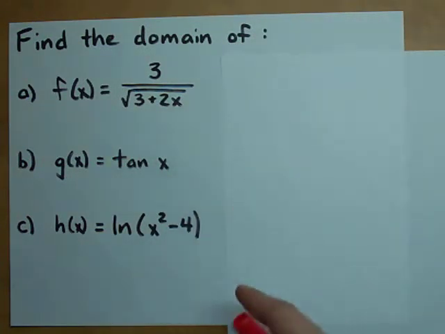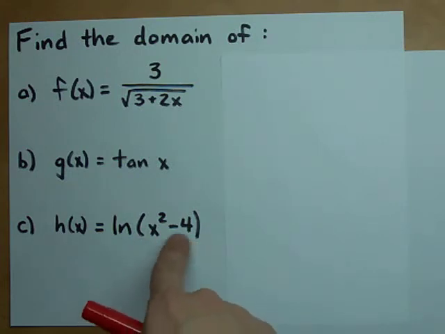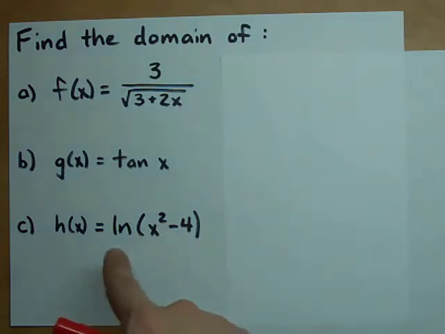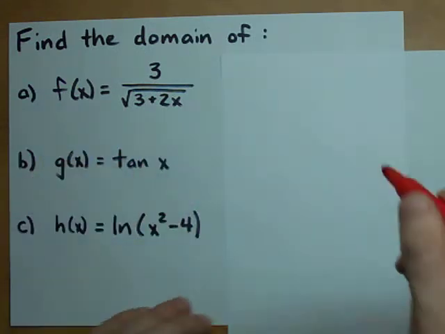And three, you can't take the log or ln of a negative number or 0. So the number you take the log of has to be positive. Let's see how this affects the domain of each function.